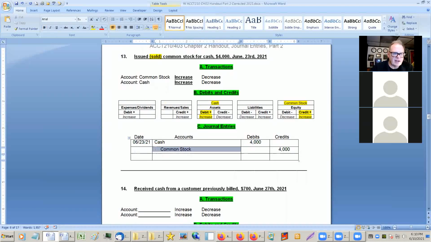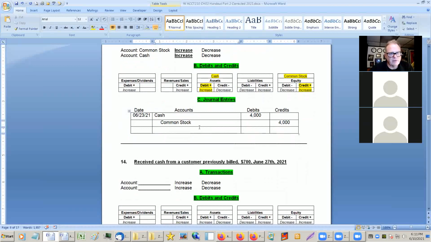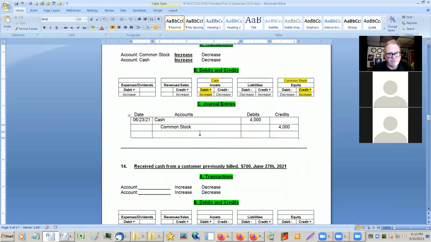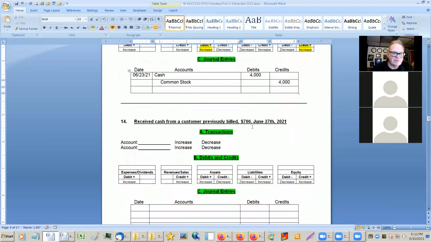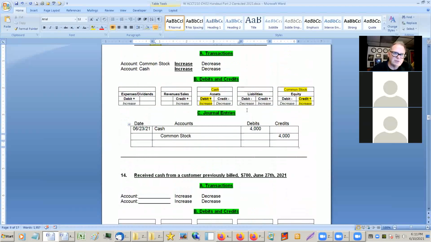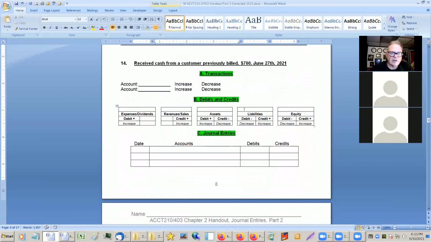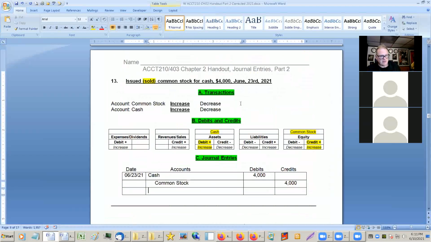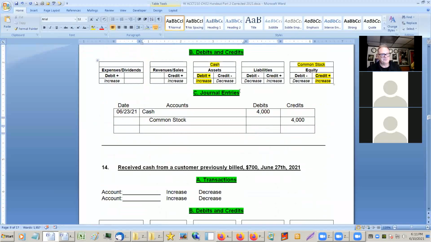And this indentation here really doesn't matter to me. Most systems are computerized; they don't have this indentation. But if you're an accounting major in your next class or later on, expect the debits first and credits second. One of the quirks of our accounting books. Let me make this a little bigger. There we go.